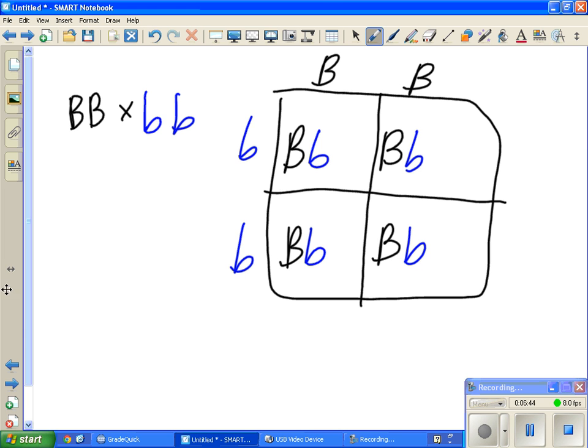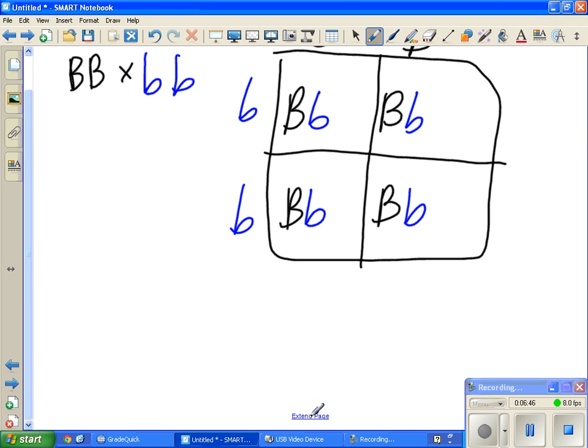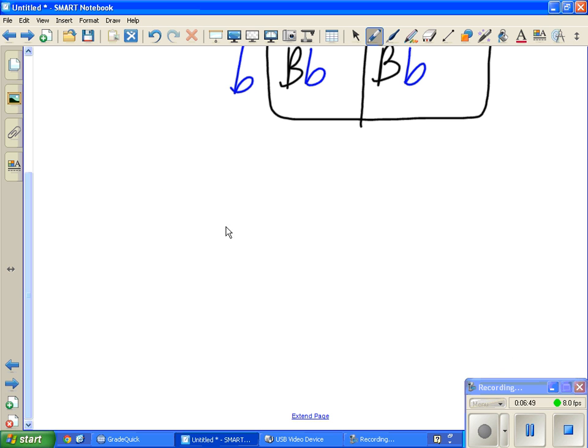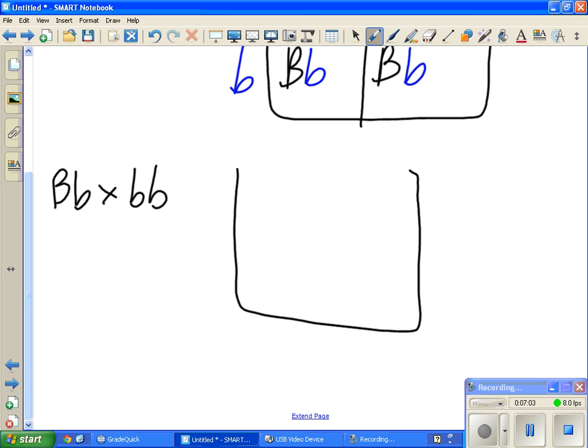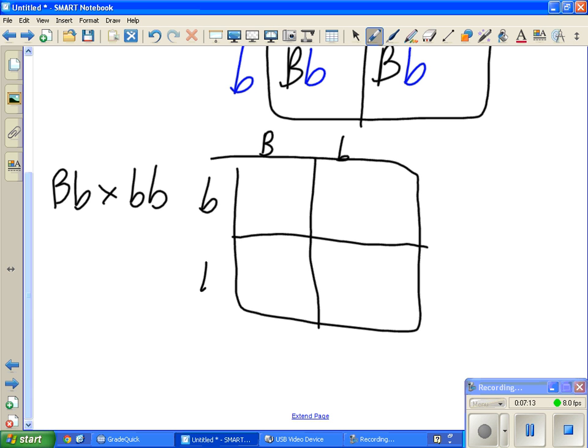All right, let's do one more practice. Let's cross a heterozygous parent with a homozygous recessive parent. Alright, so we gotta draw our boxes, put the first parent up on the top and the second parent down the side. Okay, and then we fill them in.